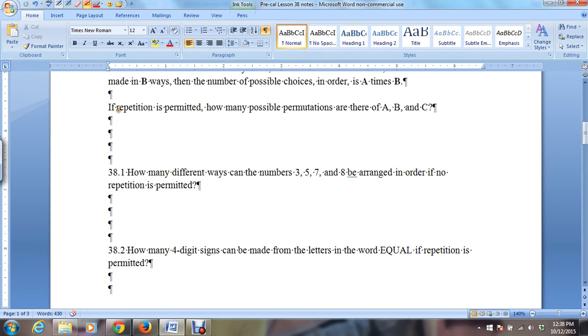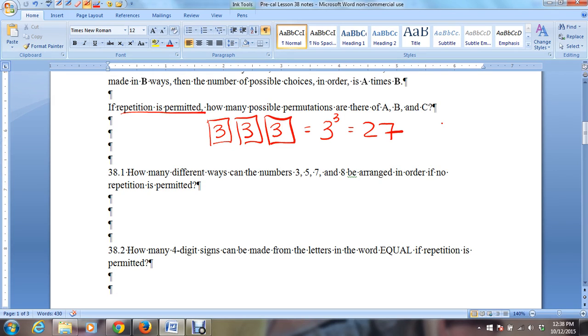So if repetition is permitted, how many possible permutations are there of A, B, and C? Then in my first box, I have 3 choices, A, B, or C. In my second box, I still have 3 choices because I'm allowed to use them as many times as I want. For the last box, I still have 3 choices. So in this case, it's going to be 3 cubed, which is 27 possible ways. Okay, so you'd have AAA, ABB, ACC. You just have all these other choices that you didn't have before because you're allowed to repeat.